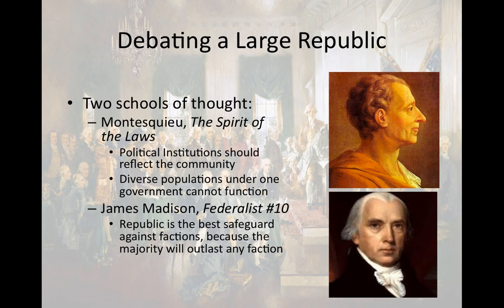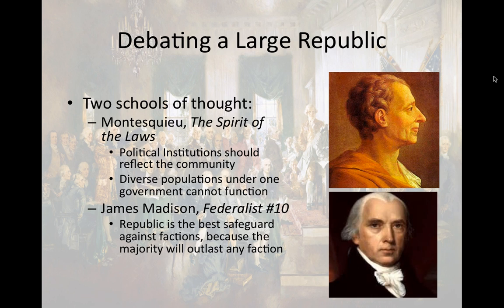Now, James Madison, the architect of our Constitution, argued against that in a very famous article called The Federalist number 10, where he says that a republic is actually the best safeguard against factions, because if any one group tries to overthrow the majority, the majority will band together and squash that minority group that's trying to take power. So in that sense, a coup can't work.